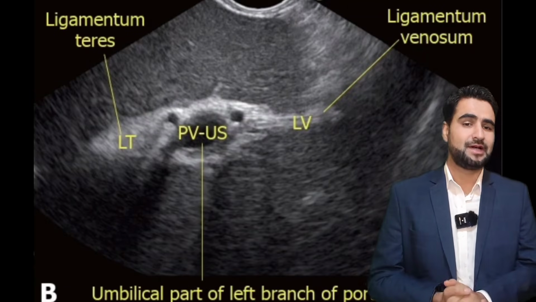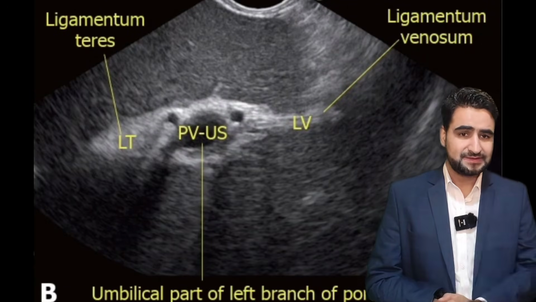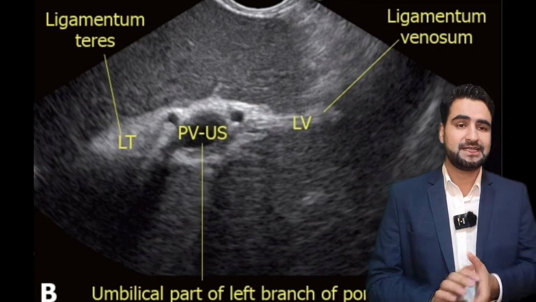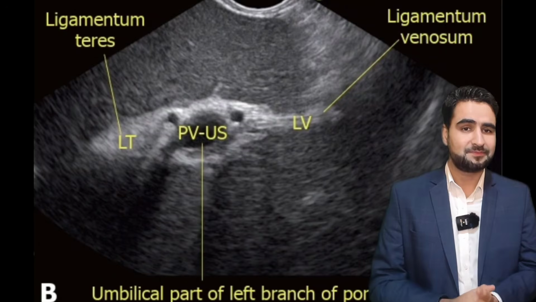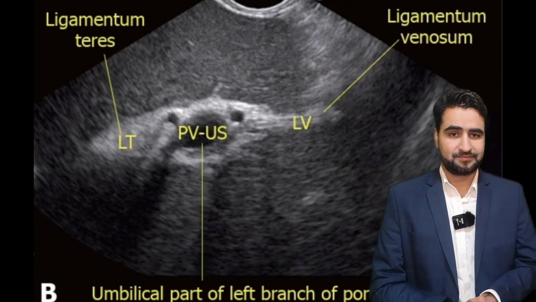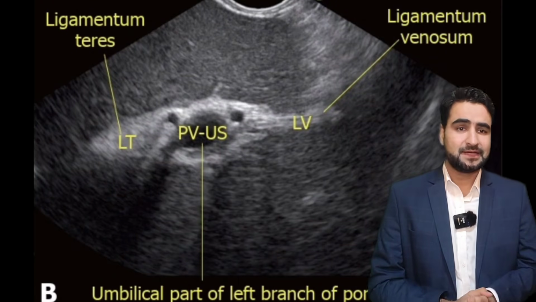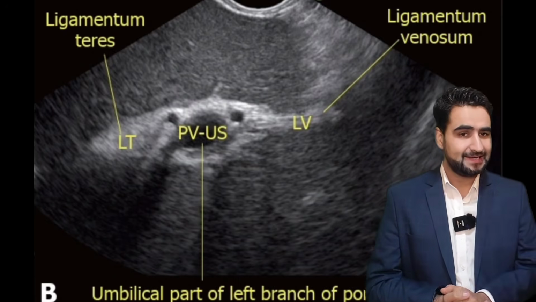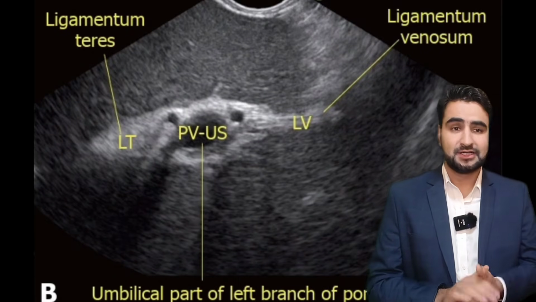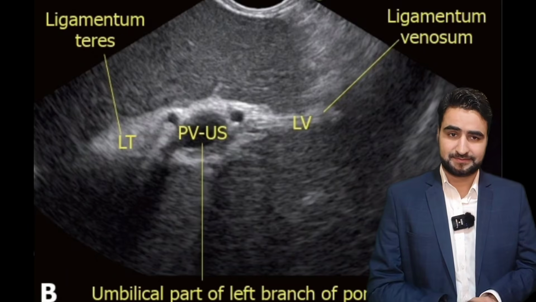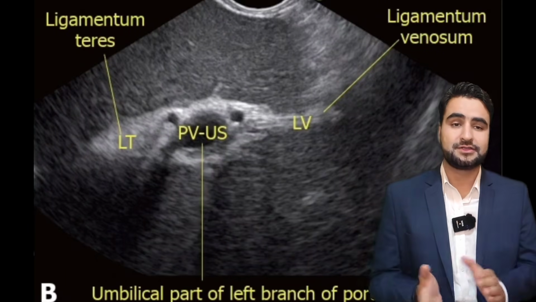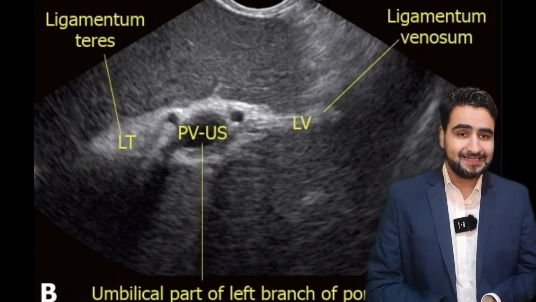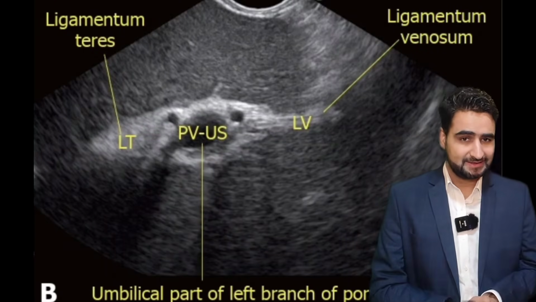Next, let's move to another image, where we see one of the classic landmarks, the fisheye appearance of the umbilical part of the left portal vein. This is still from the abdominal esophageal station, but now the probe is angled slightly clockwise to capture the umbilical portion, which is the horizontal segment of the left portal vein. You can identify two key structures here.